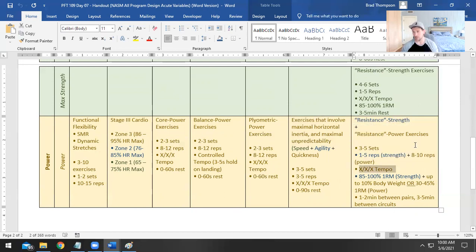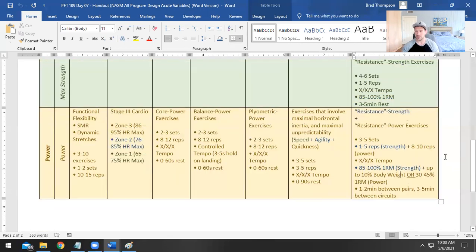Both are going to be very, very explosive. You do 85 to 100% of your 1 rep max for your strength movement because it is a strength movement. And then up to 10% of your body weight, or maybe between 30 and 45% of your 1 rep max for your power movement. We take about 1 to 2 minutes between pairs. We take about 3 to 5 minutes between circuits.